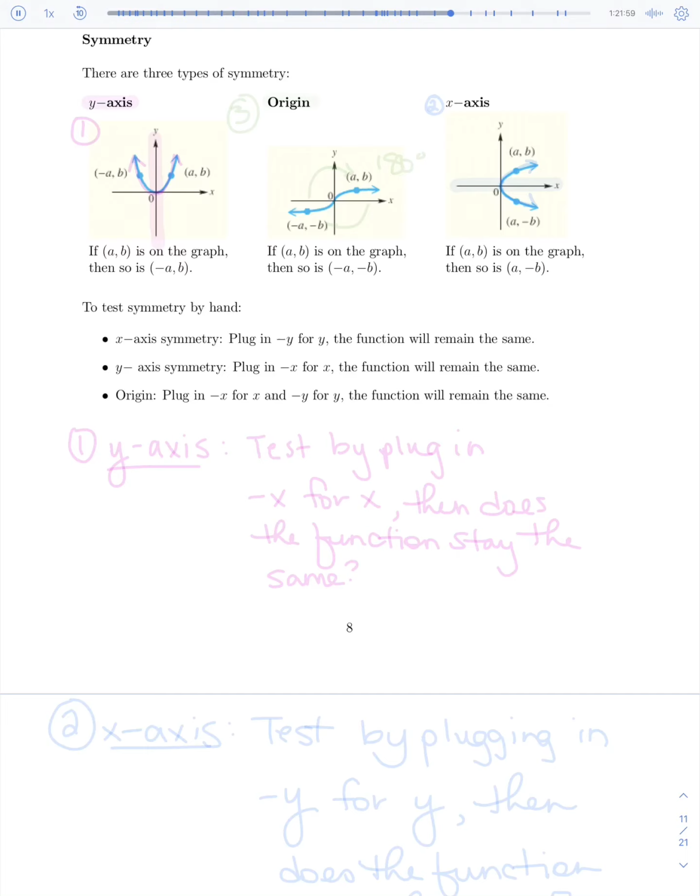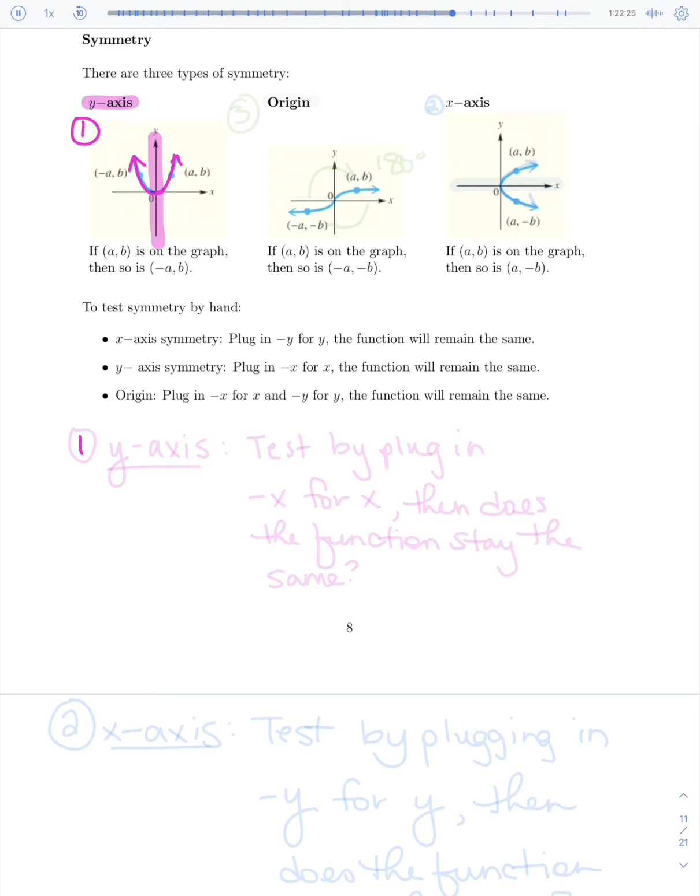And now let's talk about symmetry. The first type of symmetry let's talk about is y-axis symmetry. It means if you were to cut your picture down along the y-axis, you have the same picture on both sides. And notice on this first one, you do have the same picture on both sides of the y-axis. So that is why we call that y-axis symmetry.